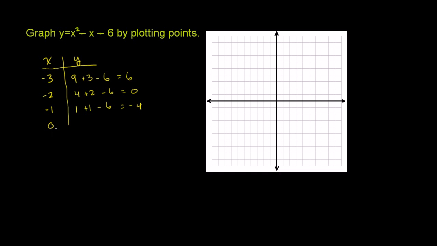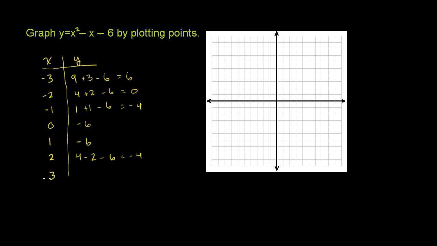Let's go to 0. If x is equal to 0, these two terms are 0, and then y is equal to -6. Let's go all the way to positive 3. If x is equal to 1, we have 1 squared minus 1. Those cancel out, and then you have just a -6 there. If x is equal to 2, we have 2 squared, which is 4, minus 2 minus 6. So 4 minus 2 is 2, minus 6 is equal to -4.